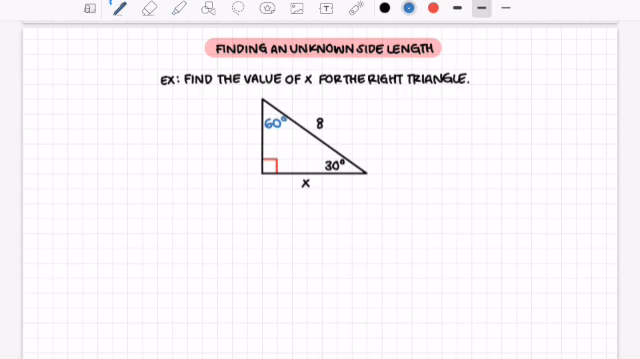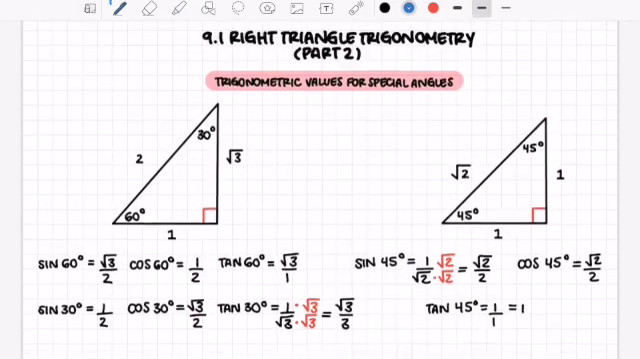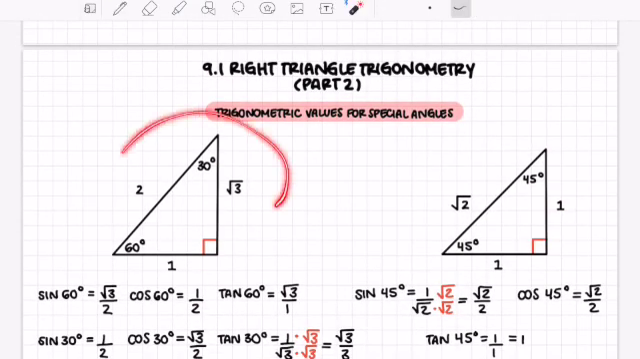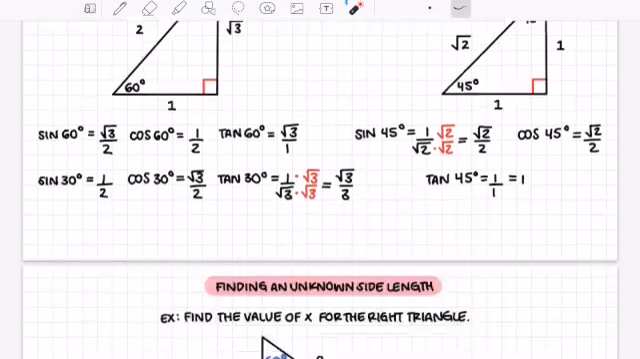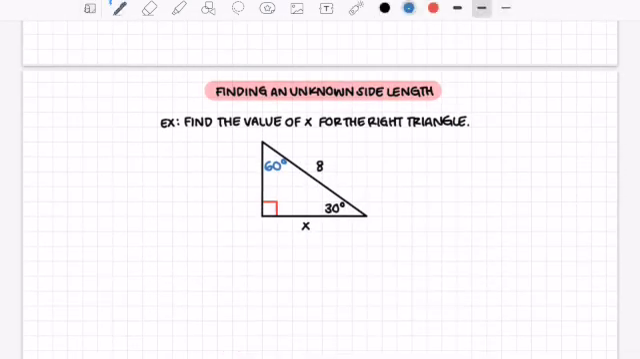So what I'm going to do right now is take my drawing from over here and write it down here on the side, just to sketch it out. Okay, so I have my right triangle.